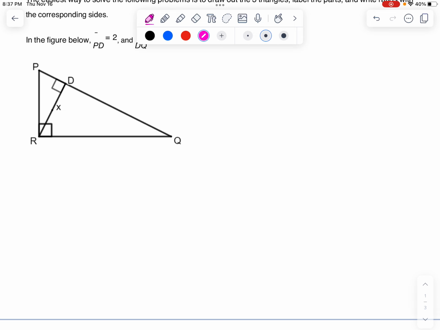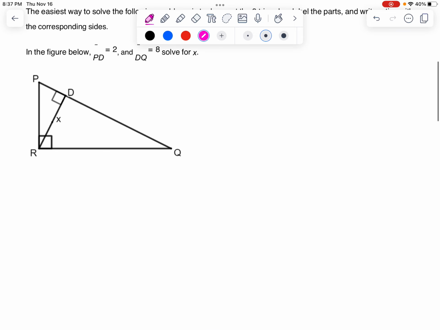So we've got this example here, and here it says line segment PD is 2. So I'm going to write a 2 here. Line segment DQ is 8, and we have to solve for x. So it seems like we don't have enough information. It seems kind of impossible. But if we start deconstructing this and moving these triangles around, then it's going to work.